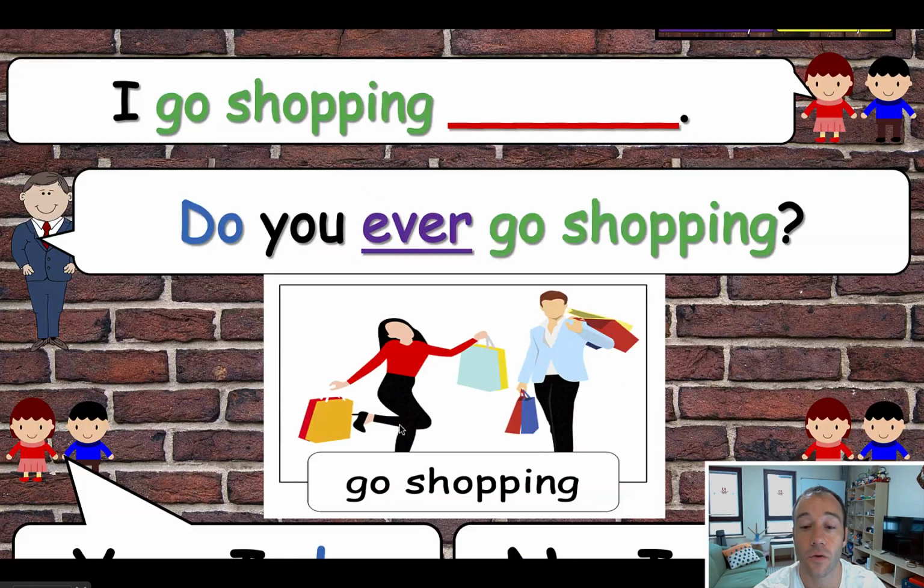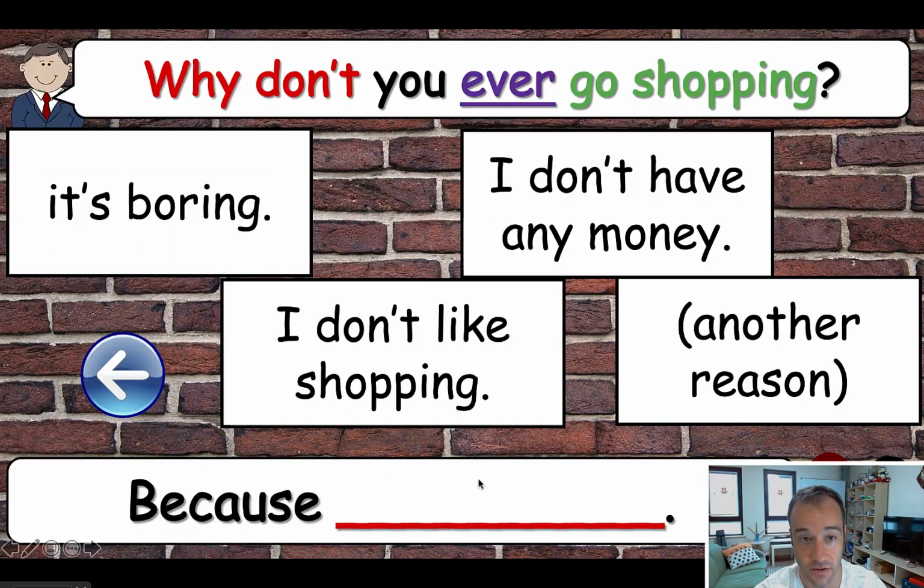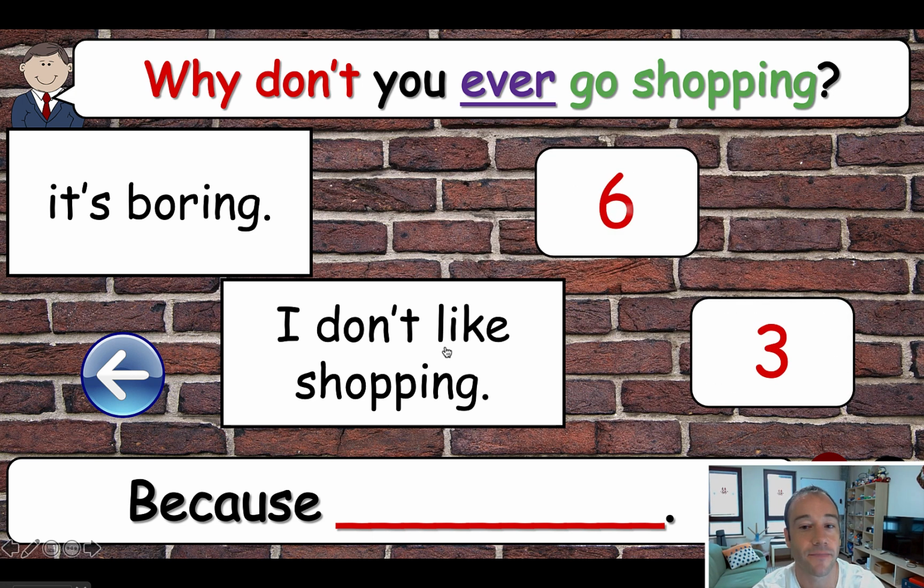Or they can say, no, I don't. And now it has different ones for this. Why don't you ever go shopping? Because it's boring. Because I don't like shopping. I don't have any money. Or another reason, okay? In my class, a lot of the students wanted to say another reason. They were trying to use the English that they know, which I was really happy about. I think some of them were thinking that another reason one might be more points, but it's not.